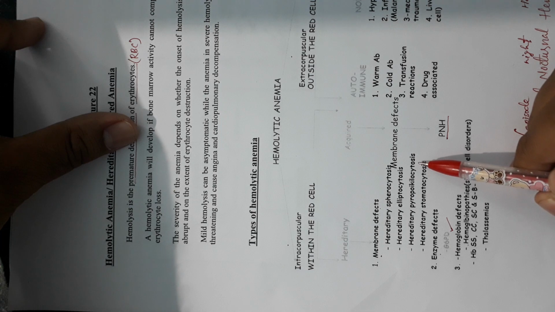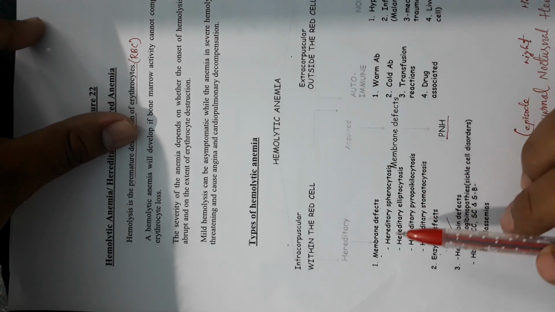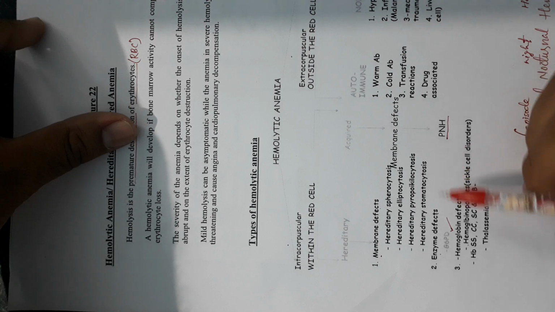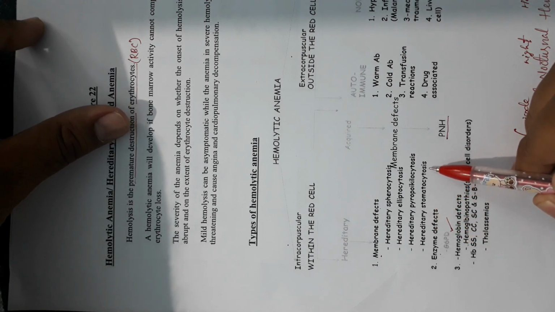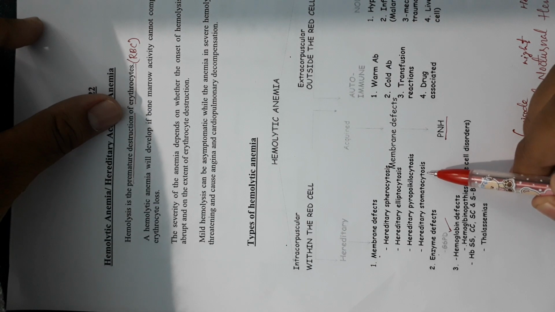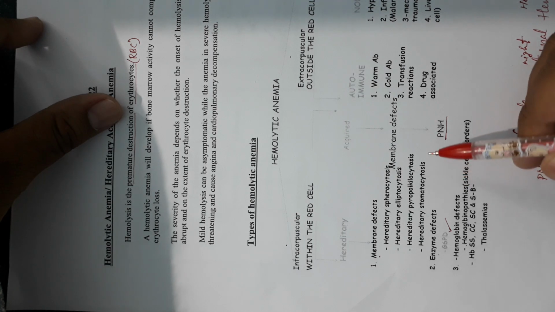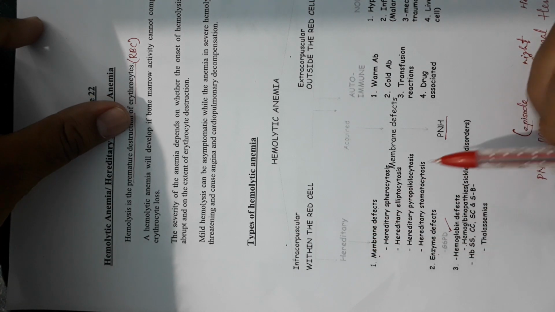Then hereditary pyropoikilocytosis. This is the condition where the RBC acquires different shapes. Because of that, the membrane can also be damaged. And the next is hereditary stomatocytosis. Here the shape of RBC becomes stomata-like, where there is a pore in the membrane of RBC like a stomatal pore, which leaks out sodium and potassium and causes membrane defects. So these all are hereditary related.